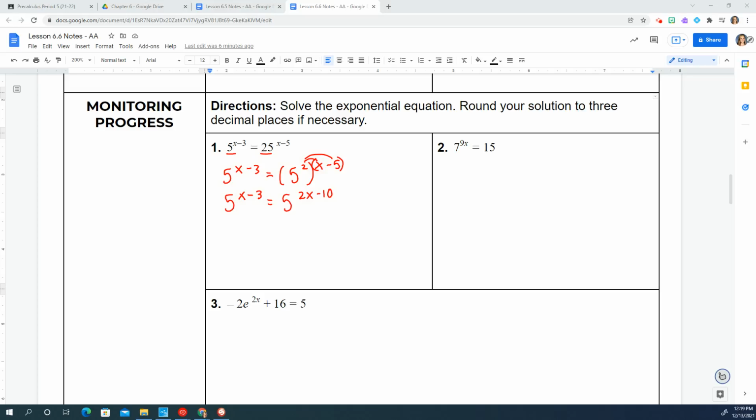There's kind of 2 ways you could go about this now that I showed you how to do the other ones. At this point, you could do log base 5 of both sides and get rid of the bases, or just use a little common sense, a little pattern recognition: if I have the same bases, the powers also have to be the same.